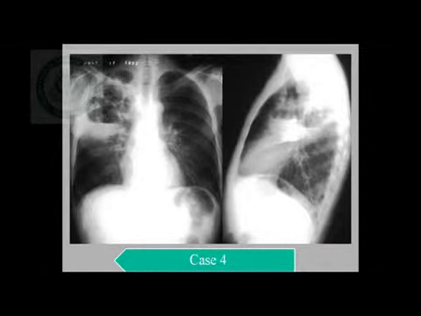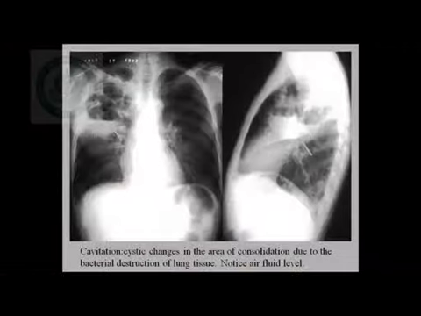Now in this particular case, you have one cavity in the right upper lobe, and there is a fluid level within the cavity, and the surrounding lung is diseased. Whenever you see a cavity with a fluid level, and the surrounding lung shows signs of inflammation, that means it is a cavitating pneumonia. There are only a few organisms which can cause cavitating pneumonias, commonly Staphylococci and tuberculosis.